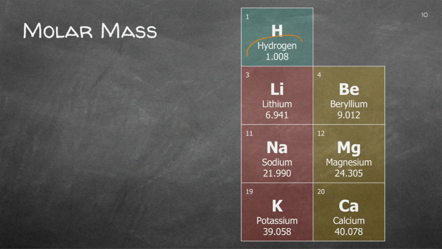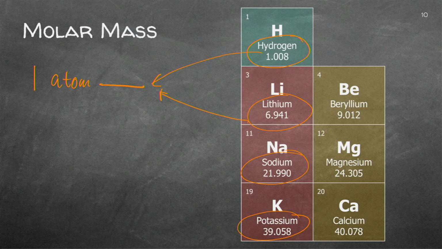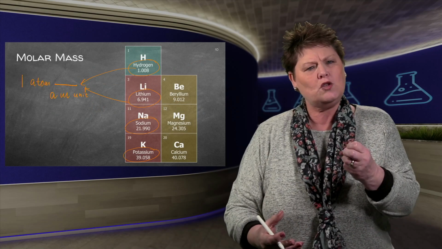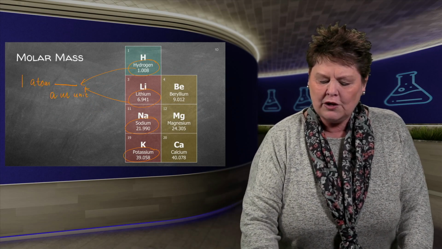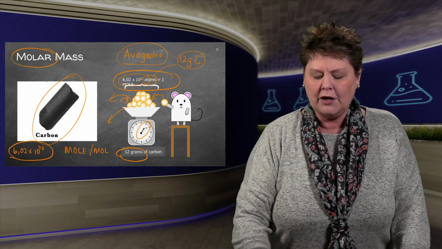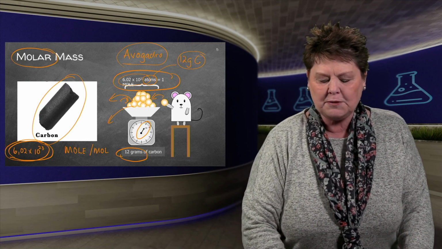Again, hydrogen, lithium, sodium, potassium. One atom of these would be whatever value you see in the table, and the unit will be atomic mass unit. But you can now see it's impossible to work with just one atom. So let us go and have a look at the value that Avogadro found. I'm going to go back to that specific number.